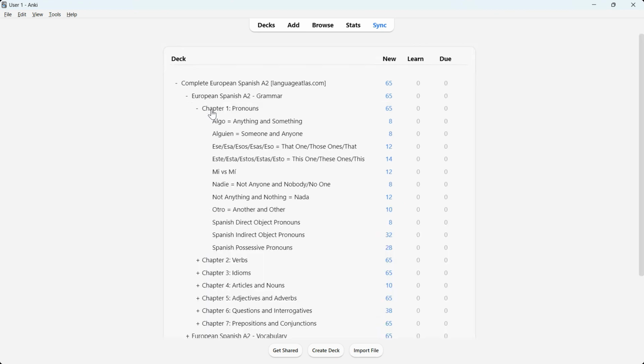I'll begin with chapter 1, pronouns. And you can see that we have some very important pronouns at A2 level. We have how to say anything and something, how to say someone and anyone, how to say another and other. We learn a bit more about Spanish direct object pronouns, indirect object pronouns, and possessive pronouns, for example.